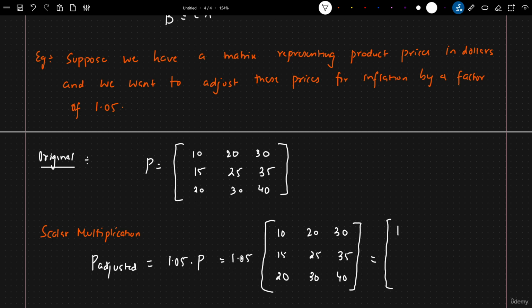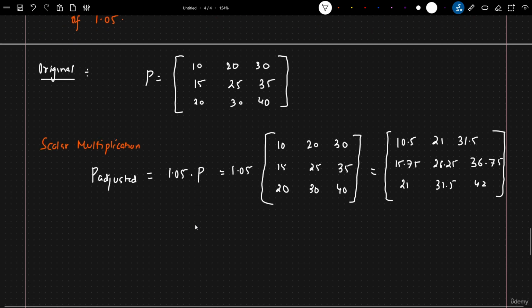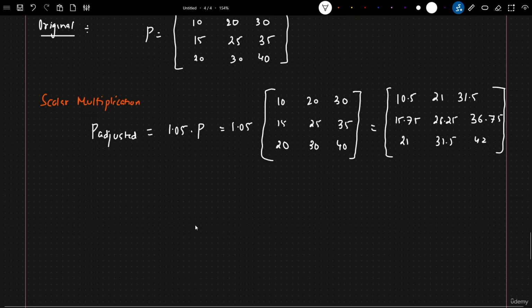Okay, now once we do this specific multiplication, you can go ahead and calculate it. That basically means in scalar multiplication, this value will be multiplied to every number, right? So I will be getting 10.5, 21, 31.5. Then you have 15.75. Then you have 26.25. Then you have 36.75. Then you have 21, 31.5, and finally you have 42. So this will basically be my final matrix. And this is how we make sure that we adjust these prices based on inflation.